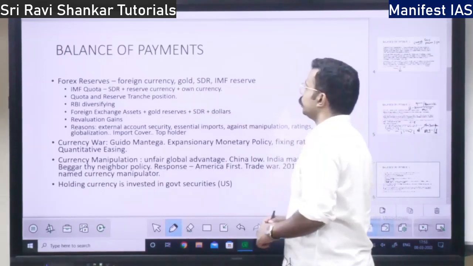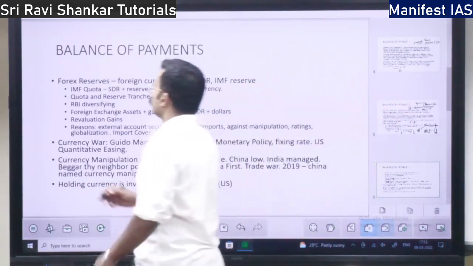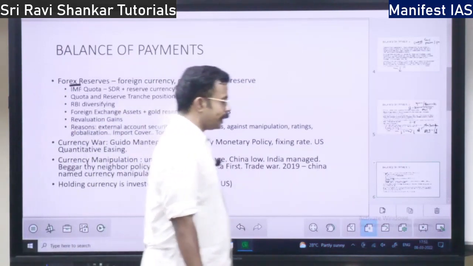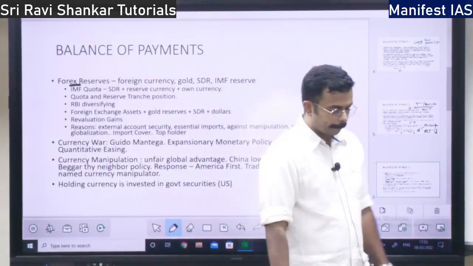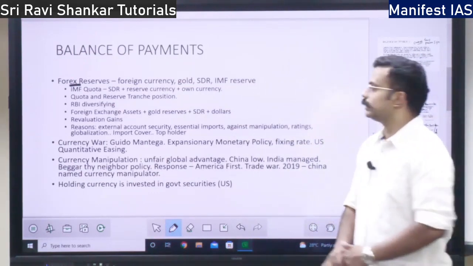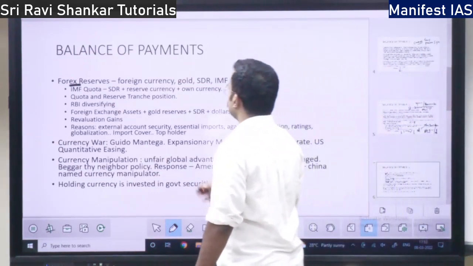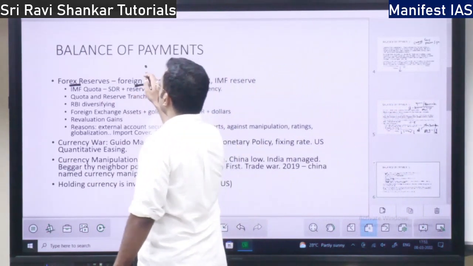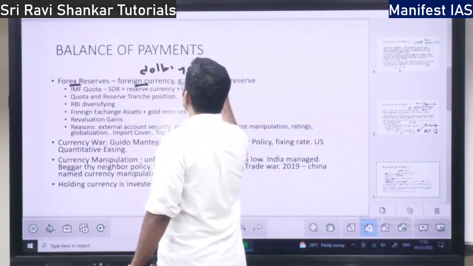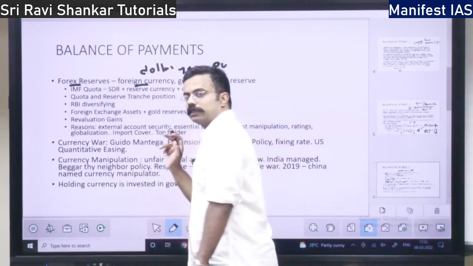Next you have the concept of Forex reserve. What is Forex reserve? What all does it include? One is foreign currency. Forex reserve involves foreign currency. First thing is the dollar, the majority being dollar, then yen, pound, euro, all these things.